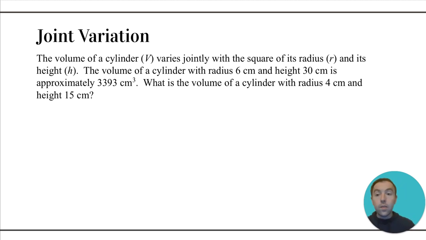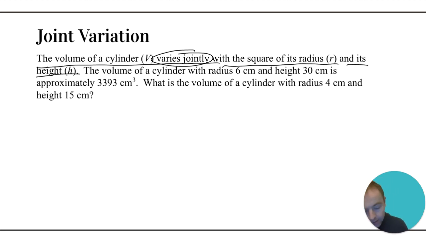This first example: the volume of a cylinder, V, varies jointly with the square of its radius, R, and its height. The volume of a cylinder with radius 6 centimeters and height 30 centimeters is approximately 3,393 centimeters cubed. What is the volume of a cylinder with radius 4 centimeters and height 15 centimeters? Okay, so we know that the volume varies jointly with the square of its radius r and its height h.